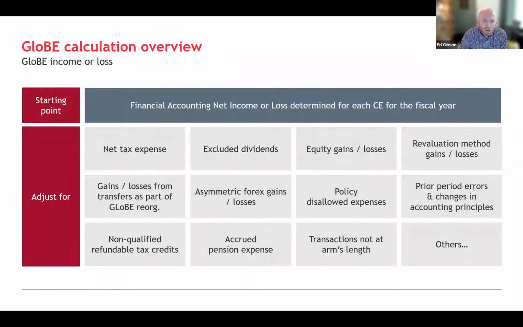I'm not going to go through all of these in this presentation, which, fair to say, would probably end up taking most of the presentation. A lot of these are self-explanatory. There's probably a couple that I think are worth pulling out that are more common, things that we're seeing more commonly. So the first one is non-qualified refundable tax credits.